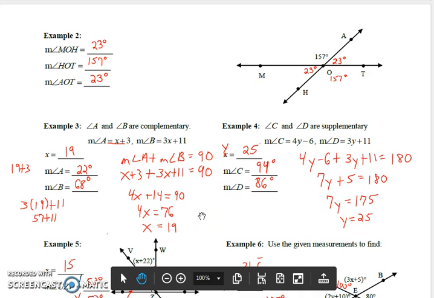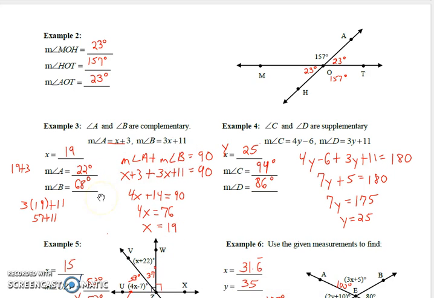Now, what people miss on the quizzes and tests for these is they're used to still just solving for x and thinking that the problem is done. But the problem doesn't just say what is x. It says find the measure of angle A and the measure of angle B. So once you solve for x here and you have 19, you have to plug this in to angle A and you have to plug this into angle B to get these 2 angle measures. And you can check to see if you're right by saying, look, if I add these 2 up, do they equal 90? 22 plus 68 is 90 degrees, so they are complementary.